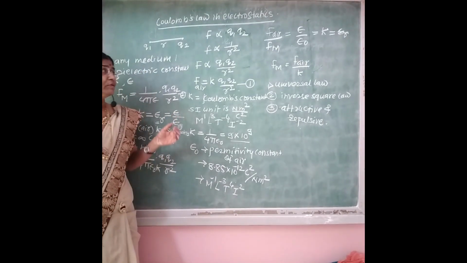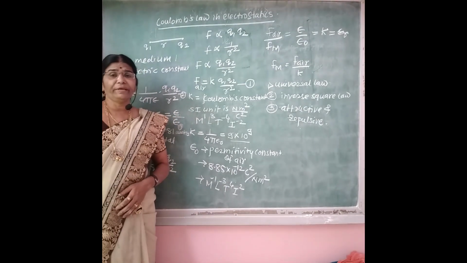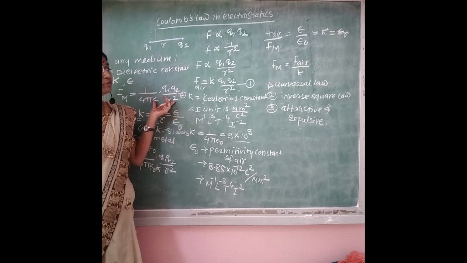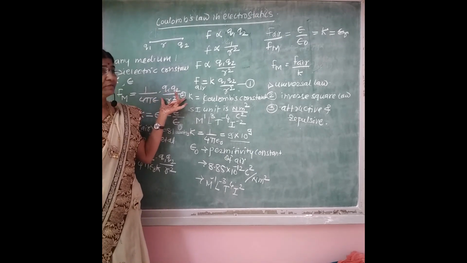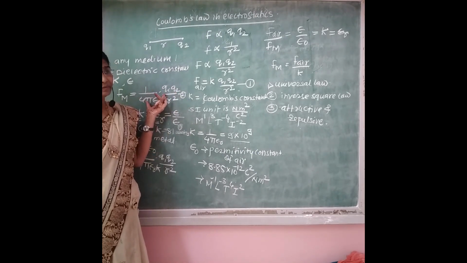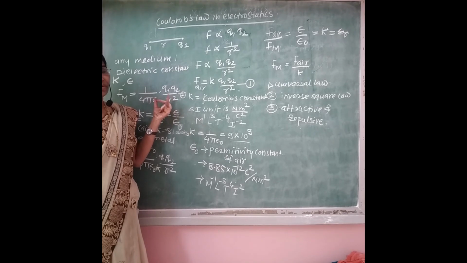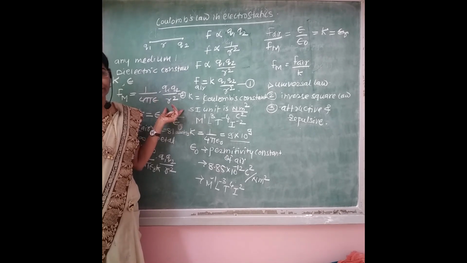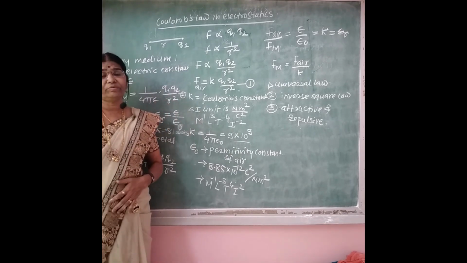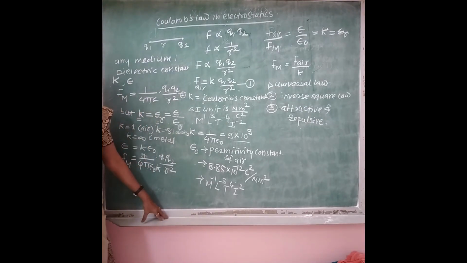In this way, we have seen the most important bit in this chapter, that is Coulomb's law in electrostatics, dielectric constant, relative permittivity, and important features of Coulomb's law. Now, after that we have to see another bit in this topic.